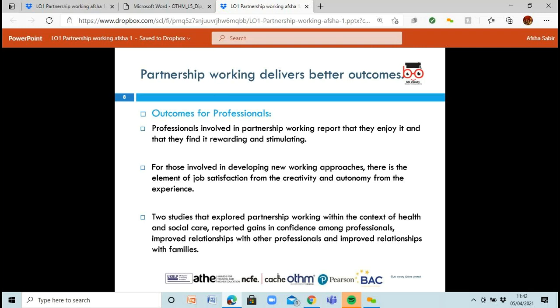Now, some studies that have explored partnership working within health and social care have shown that there's a gain in confidence amongst the professionals. There's improved relationships between each of the professionals and also the relationships with families.